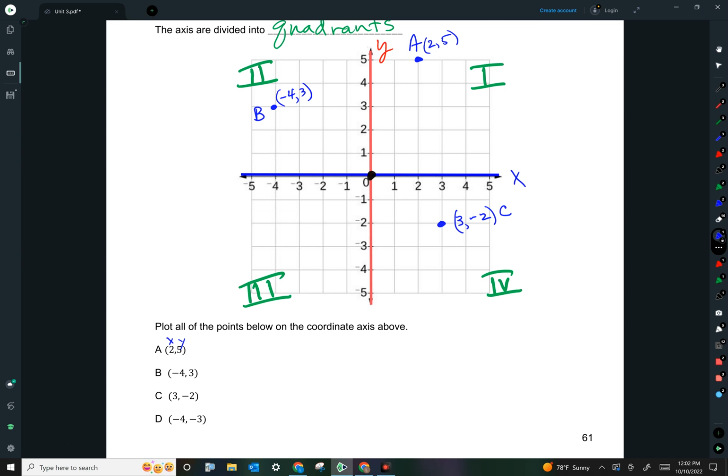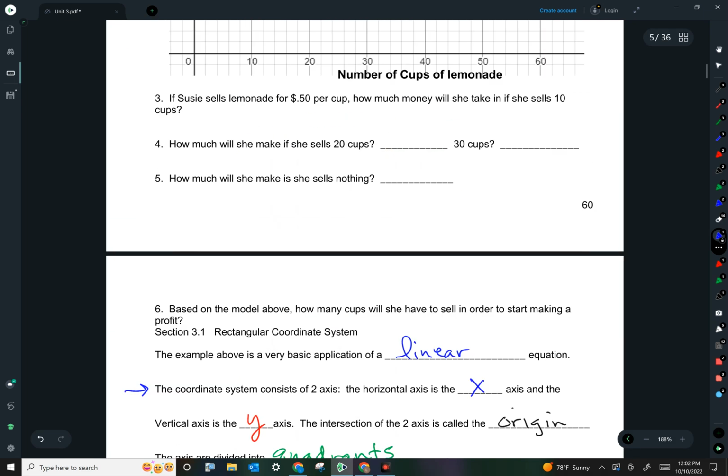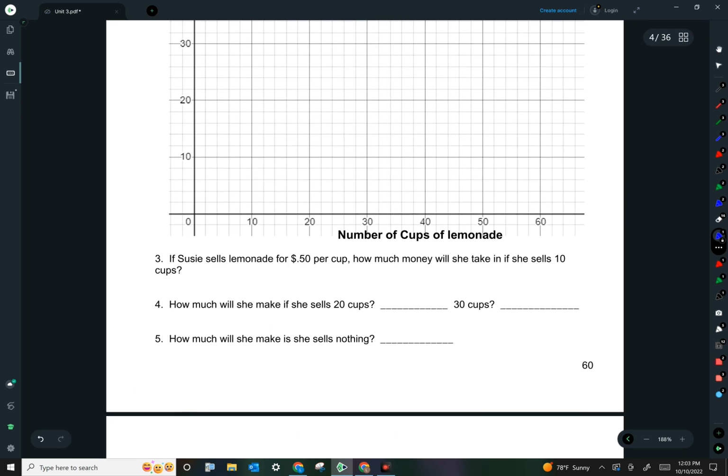And then the last one, letter D, if I go to where x is negative 4, so I go off to the left, but then y is negative 3, so I'm going to go down. So that's the point negative 4, negative 3, and I'll just label that as point D. So this is just a quick refresher on how to plot the different points. And that's section 3.1.